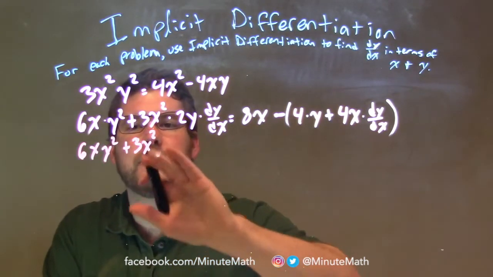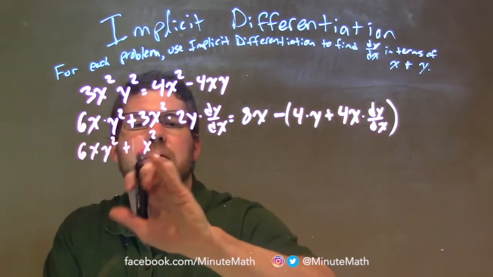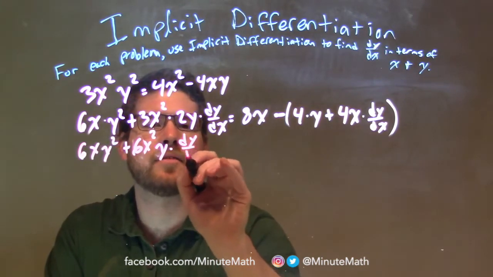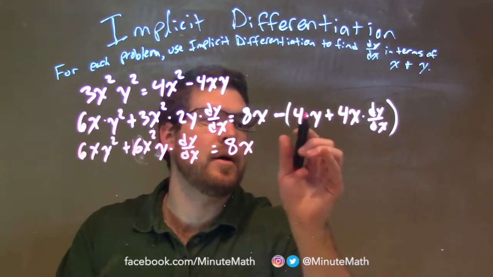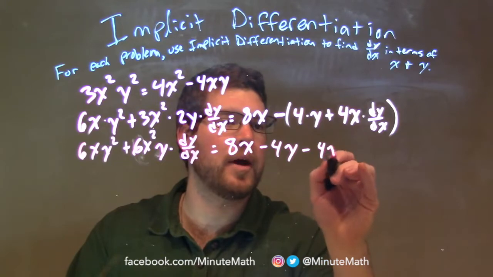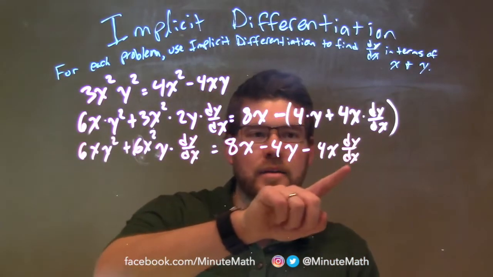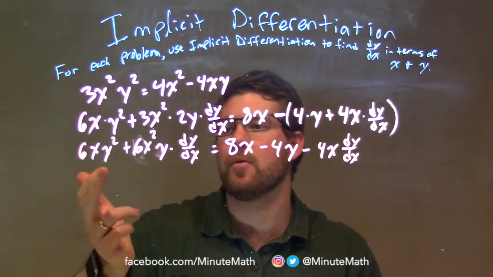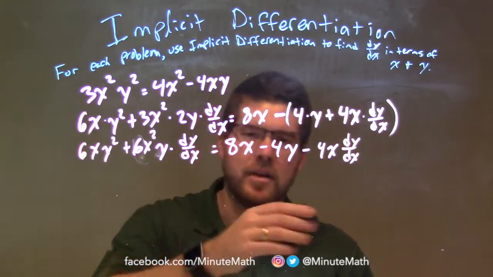Well, multiply 2 times 3, get that out of the way here, 2 times 3 being a 6. And then y times dy dx equals, let's just leave it here, 8x minus, well, minus 4y minus 4x dy dx. So like I said, let's add 4x dy dx to the right hand side, and let's subtract the 6xy squared from the left hand side to the right hand side.